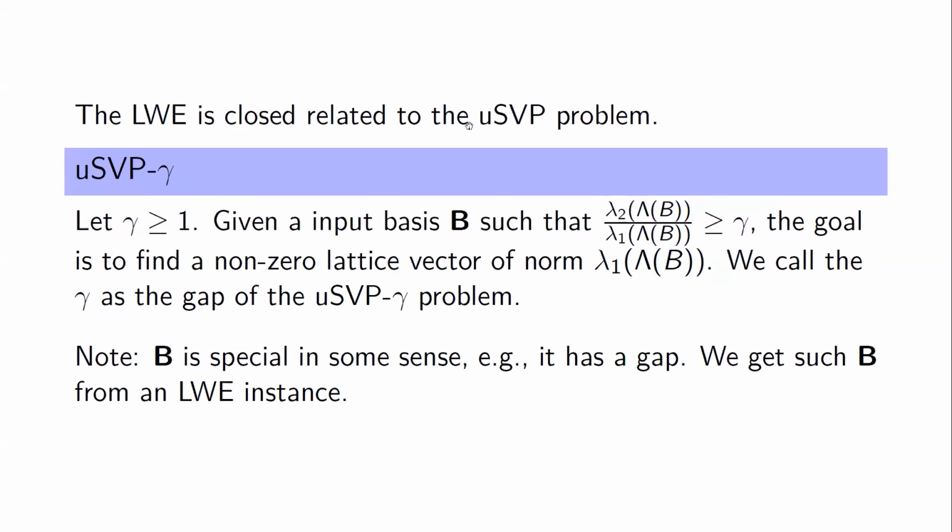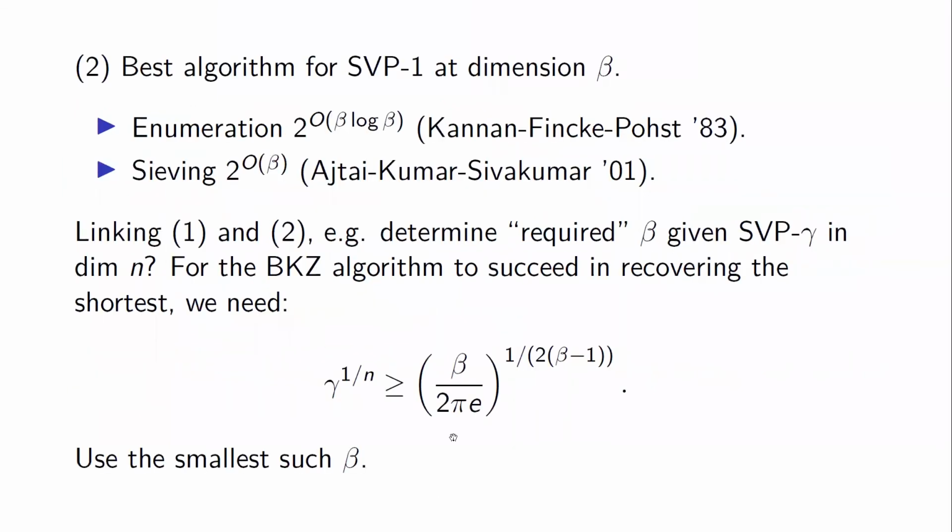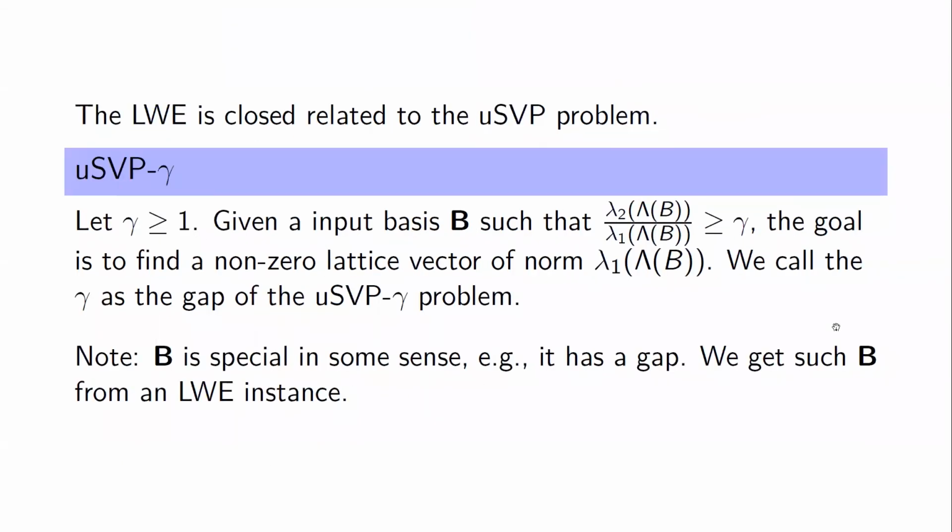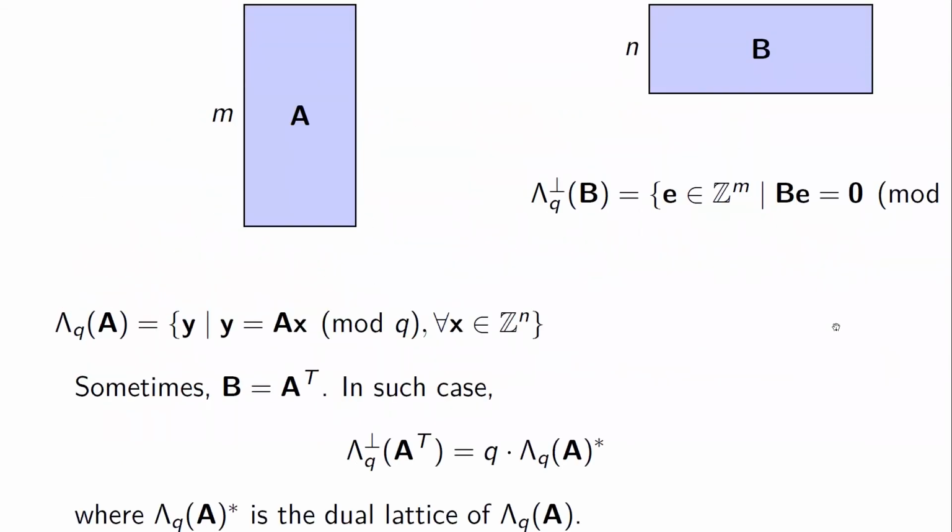But it's okay to consider, because there's a reduction from uSVP gamma to SVP gamma. So if we can solve SVP gamma, we can solve this. Therefore, it is sufficient to just consider this model and treat uSVP gamma as the SVP gamma. Okay. So we're going to think about how to convert LWE into lattices.